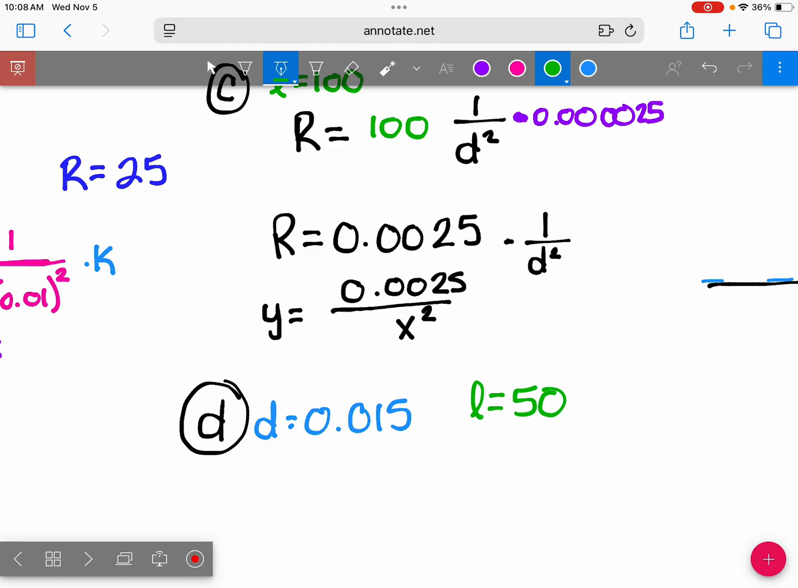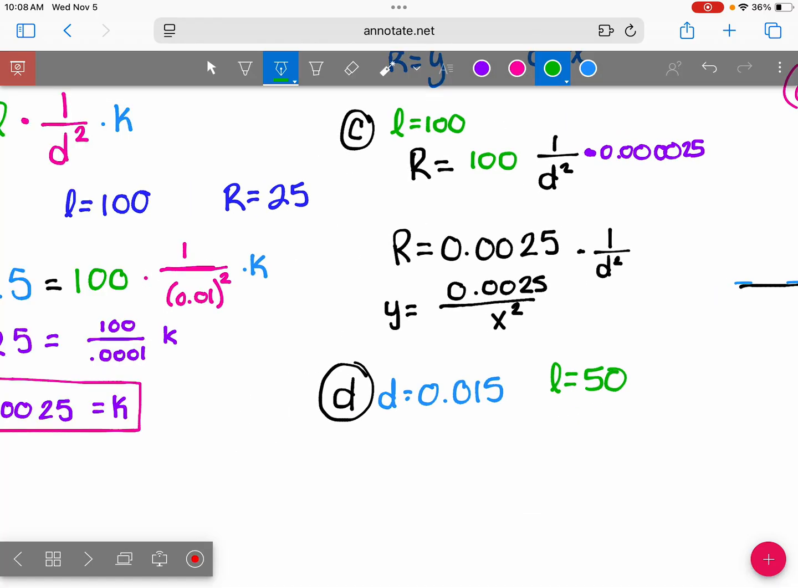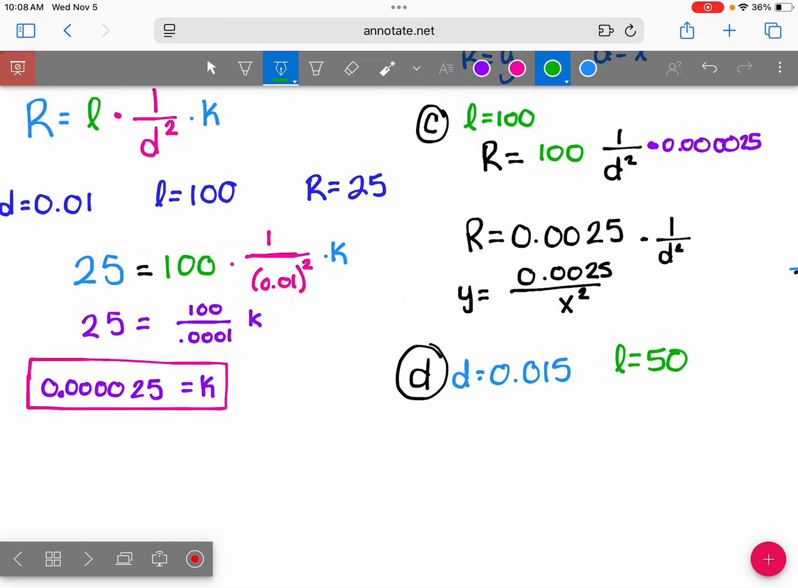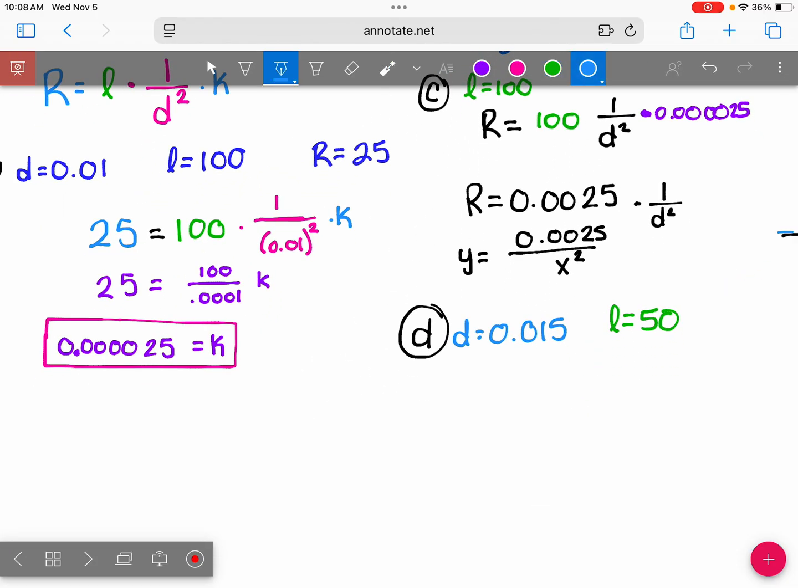And I'm going to change my page again. I'm going to shrink it in so you do not have to look quite so far out. So that gives us all of our information. We're going to use our equation from part A, that thing we very first started with, where we get our resistance, R, equals whatever this length is, 50, times 1 over that diameter squared, 0.015 squared, times our K, that's 0.000025.